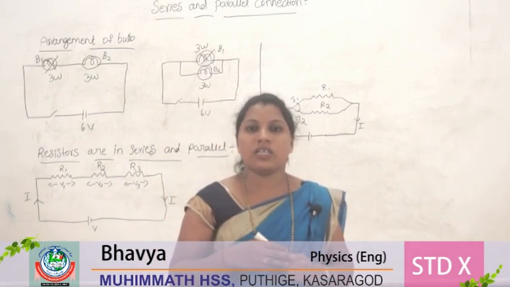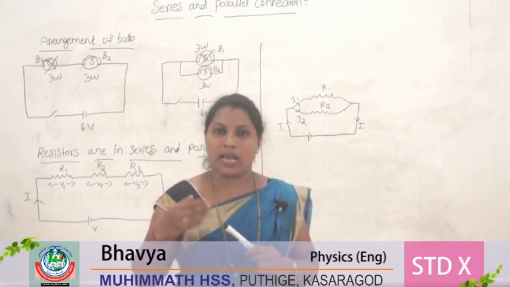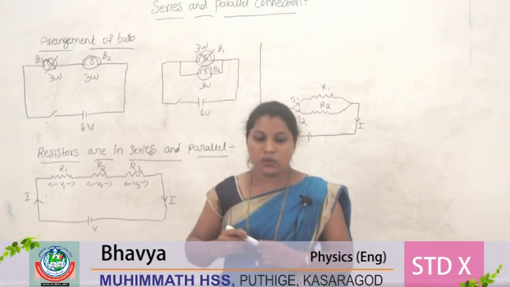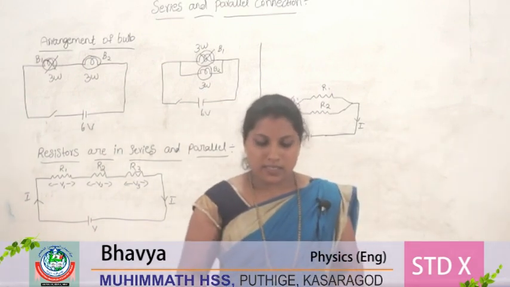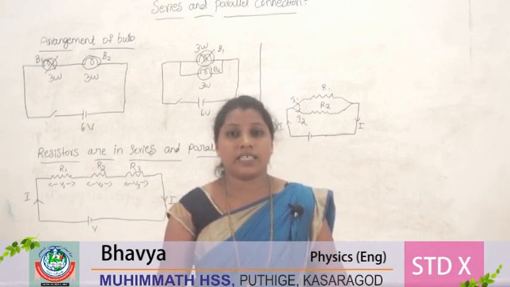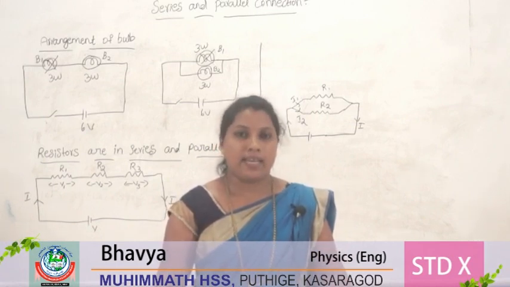In a parallel connection, if one bulb is not glowing, the other bulb, B2, connected down here, is glowing. Next we are studying resistors connected in series and parallel.